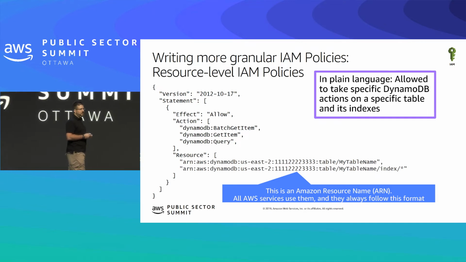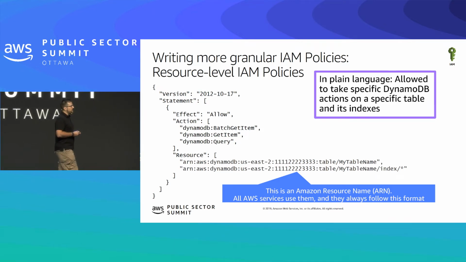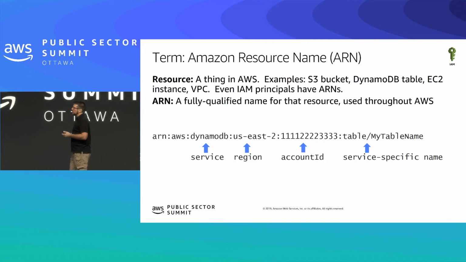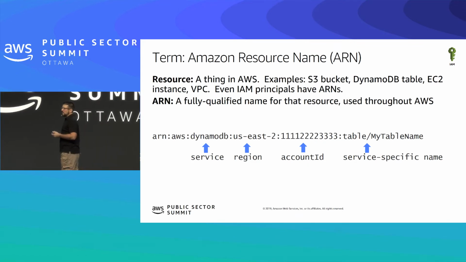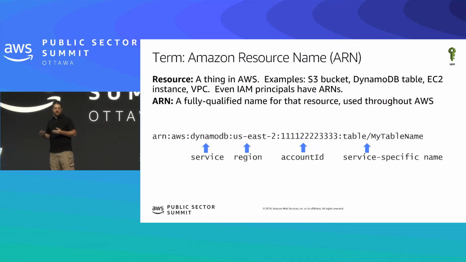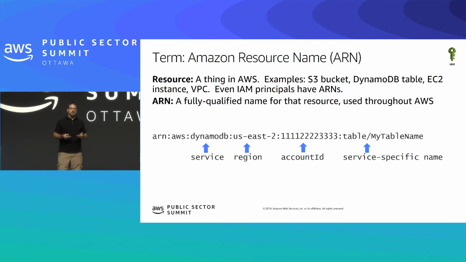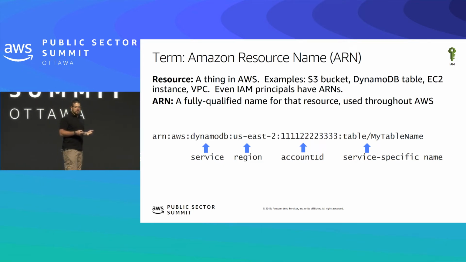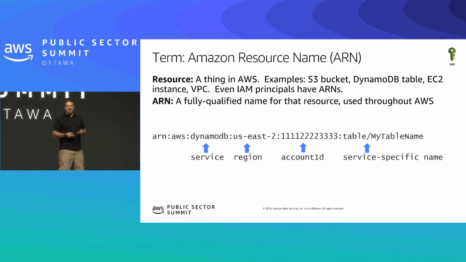Another thing that maybe is a little bit confusing is, what is that block of text? What is that resource thing? We refer to these as ARNs, or Amazon Resource Names. If we were to dive into that Amazon Resource Name format, what's really important to understand is that the ARN defines the service, the region, the account ID that's going to be leveraged, and then any service-specific name. So in this case for DynamoDB, it would be this specific table and even a specific table name for this resource.